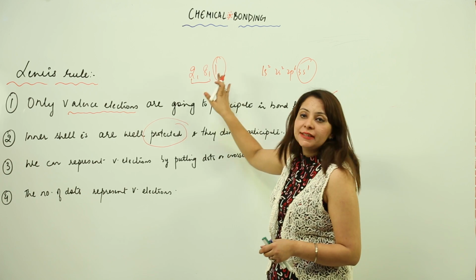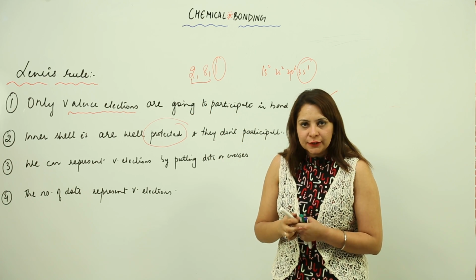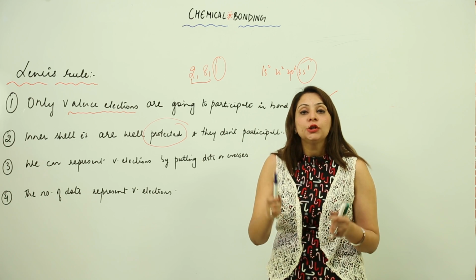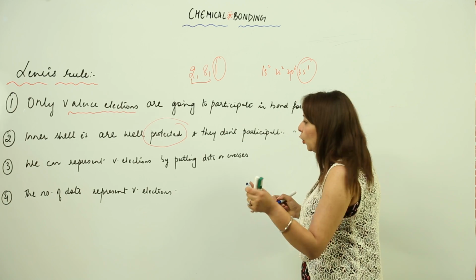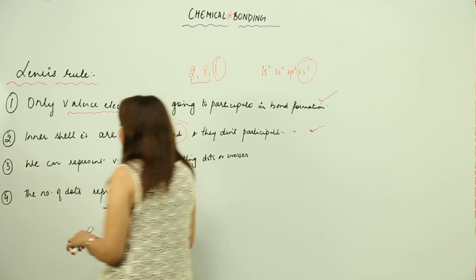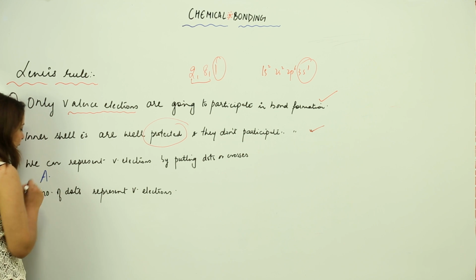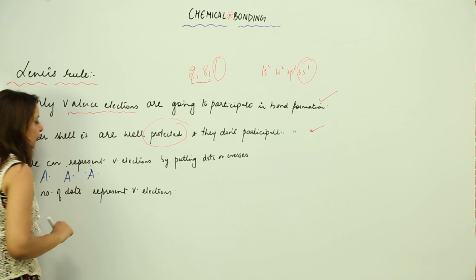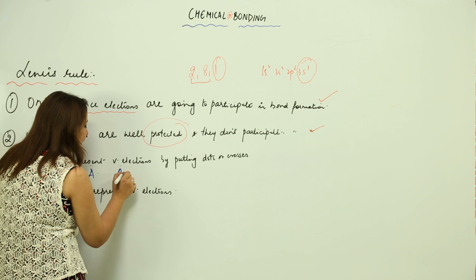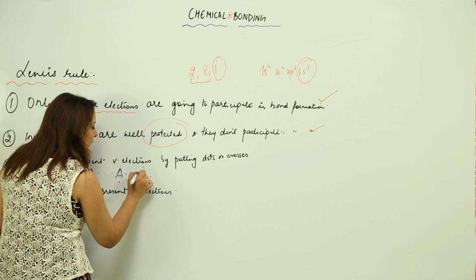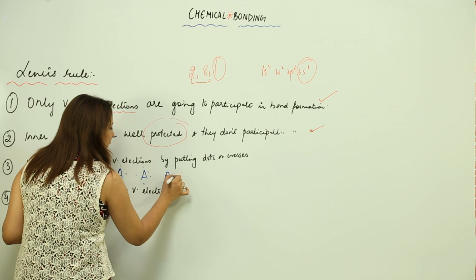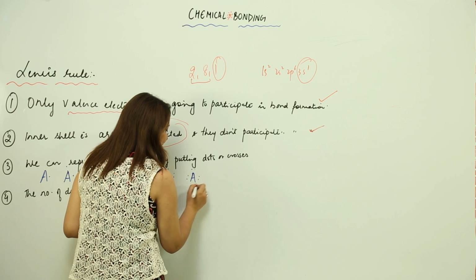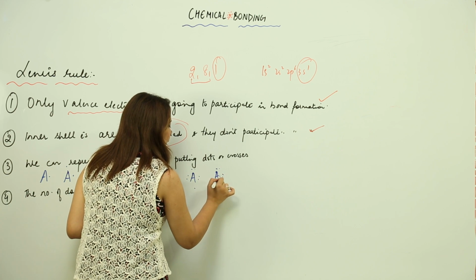Likewise, we need to represent these valence electrons, the electrons which are going to participate in the bond formation. They are represented by dots or crosses. Suppose an atom has one valence electron, you show it in this way. If it has 2 valence electrons, you show it this way. 3, like this. 4, like this. 5, 6, 7, and 8, you need to show in this way.